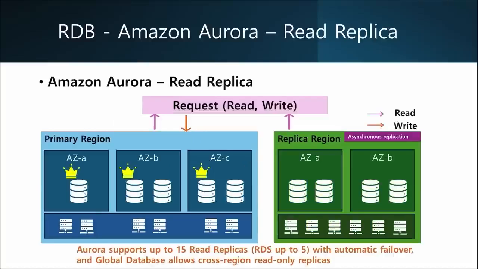You can also place read replicas in Aurora to improve read performance. Aurora can have up to 15 read replicas, while RDS can have up to 5. Replicas can automatically fail over, and this read replica can also be replicated to other regions. However, in other regions, you cannot have a primary instance and only a read replica instance can be placed. You can consider that instances in other regions only have read access.